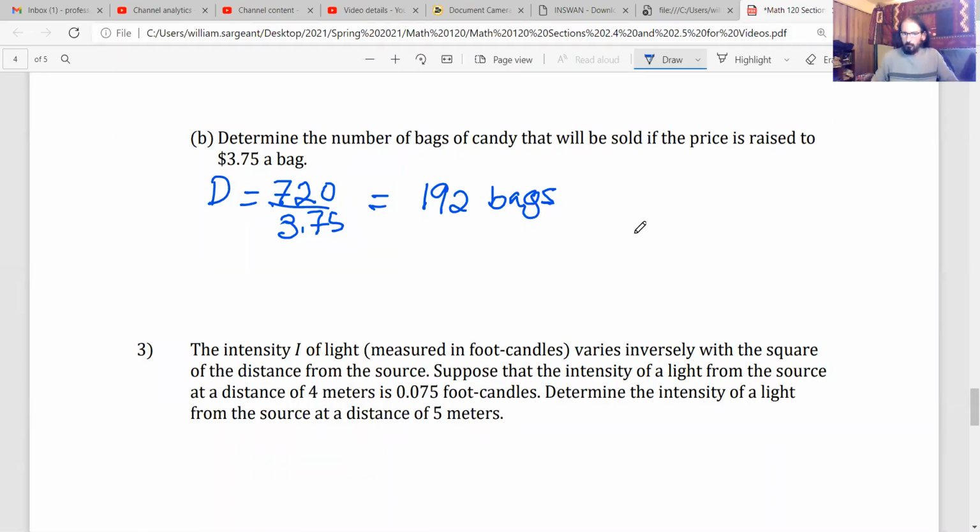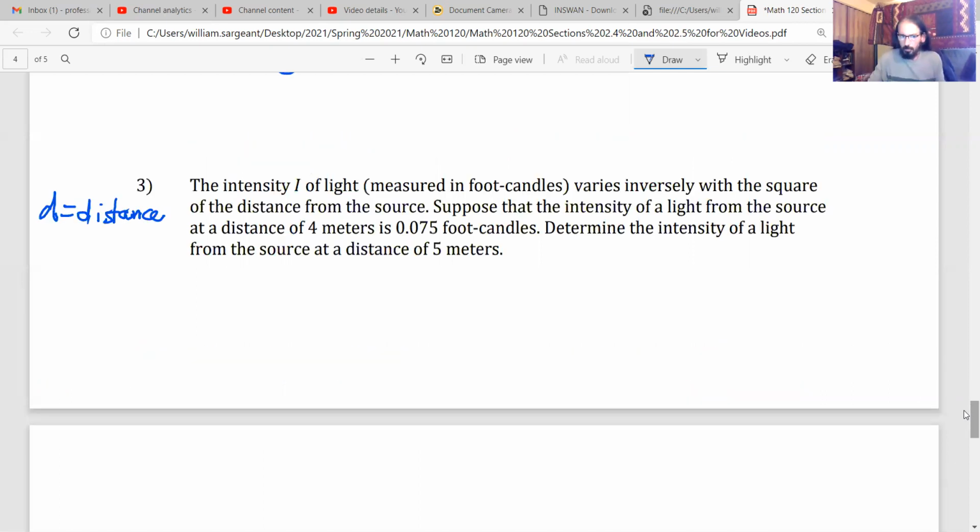And our final example is dealing again with inverse variation, but unlike the previous one where it was demand varying inversely with the price, here intensity of light is varying inversely with the distance squared, the square of the distance. So if I use d for distance, then the intensity I will equal k over d squared.